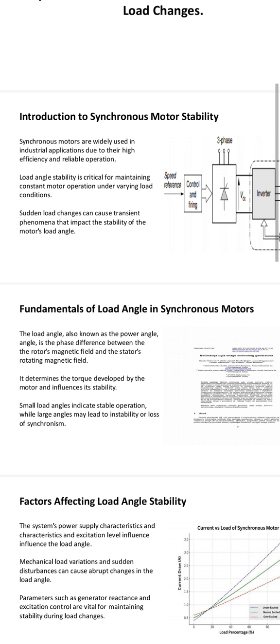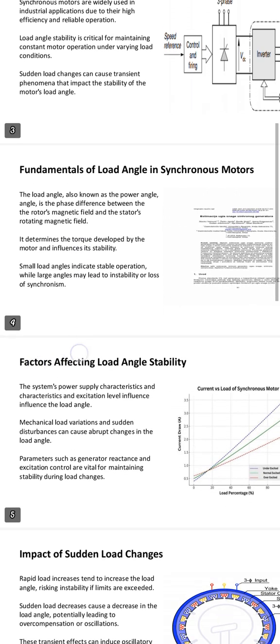The load angle, also known as the power angle, is the phase difference between the rotor's magnetic field and the stator's rotating magnetic field. It determines the torque developed by the motor and influences stability. Small load angles indicate stable operation, while large angles may lead to instability or loss of synchronism. Factors affecting load angle stability.